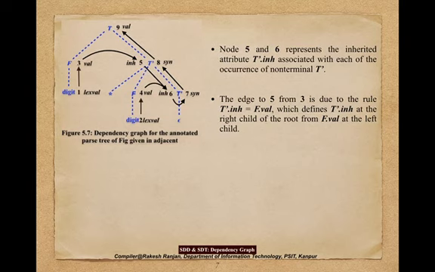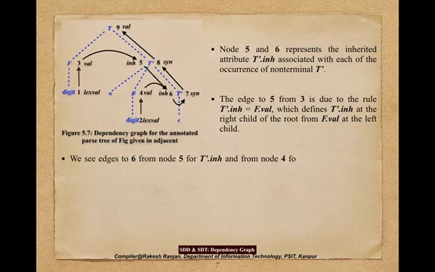Nodes 5 and 6 represent the inherited attribute T'.inh. The edge to 5 from 3 is due to the rule T'.inh equals F.val. That is the inherited part.